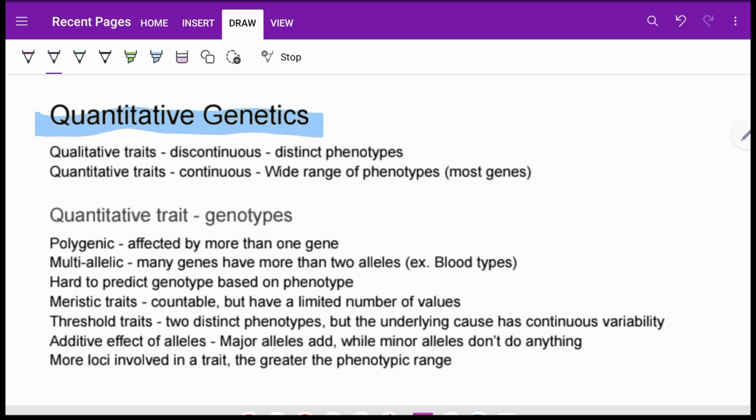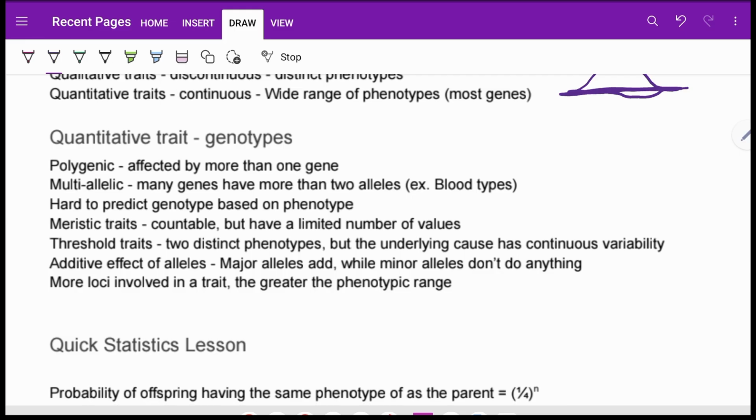Quantitative traits are something that can usually be described in a normal distribution. So there's a very wide range of phenotypes, kind of like what you see for IQ, height, stuff like that. For quantitative traits, the genotype can be due to a lot of different things. We have polygenic, multiallelic. We talked about these in past units. And it's pretty hard to predict genotype based on the phenotype because of all of these things, plus gene interaction, and just how complex these traits usually are.